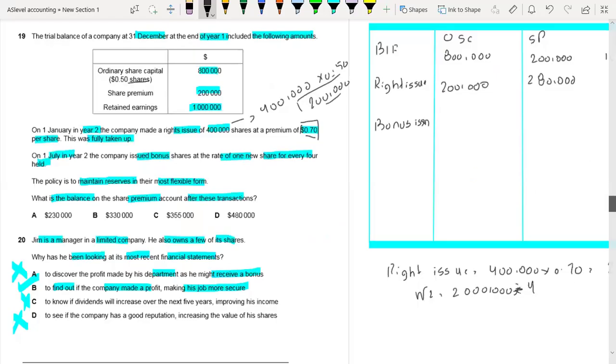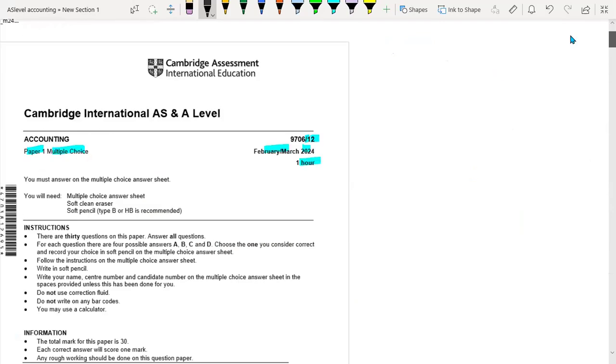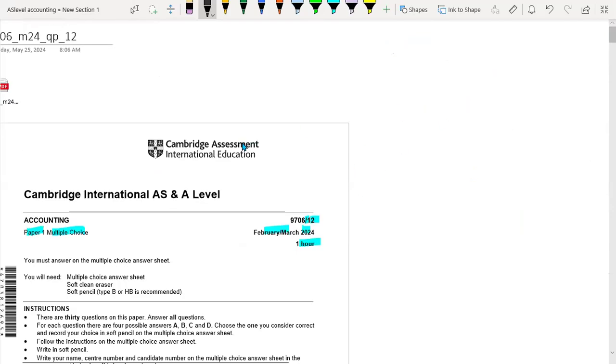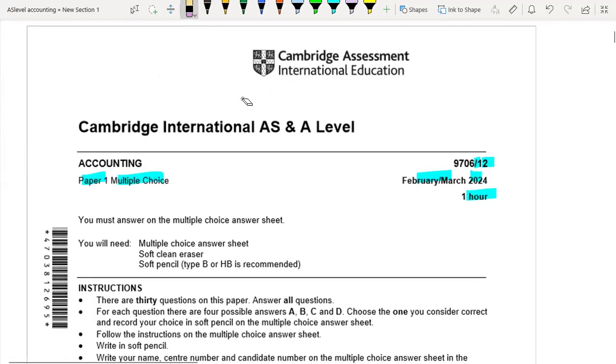This is basically AS Levels Paper 1, made in Feb March 2024. So as you can see, this is the paper in front of you. It's the latest paper, and we are going to solve it. So let's go.